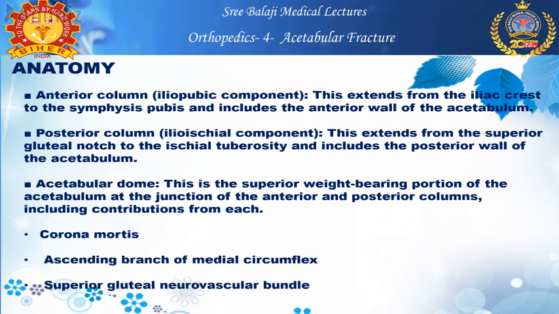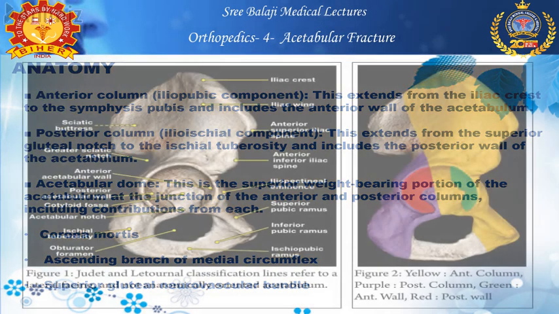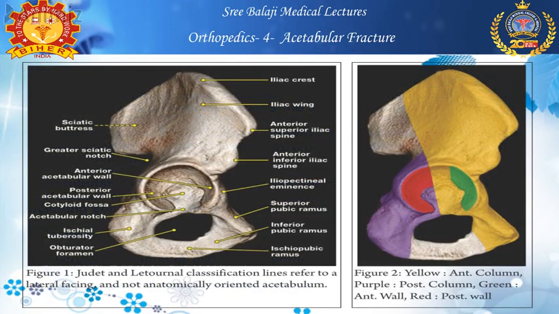Corona mortis is one important artery. So the ascending branch of the medial circumflex and the superior gluteal neurovascular bundle go exactly along the acetabular dome. This is an acetabular picture from a lateral view.